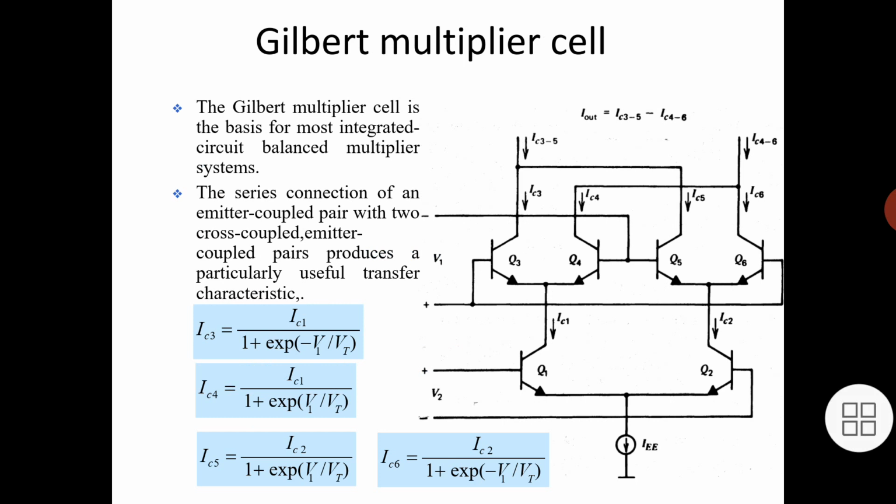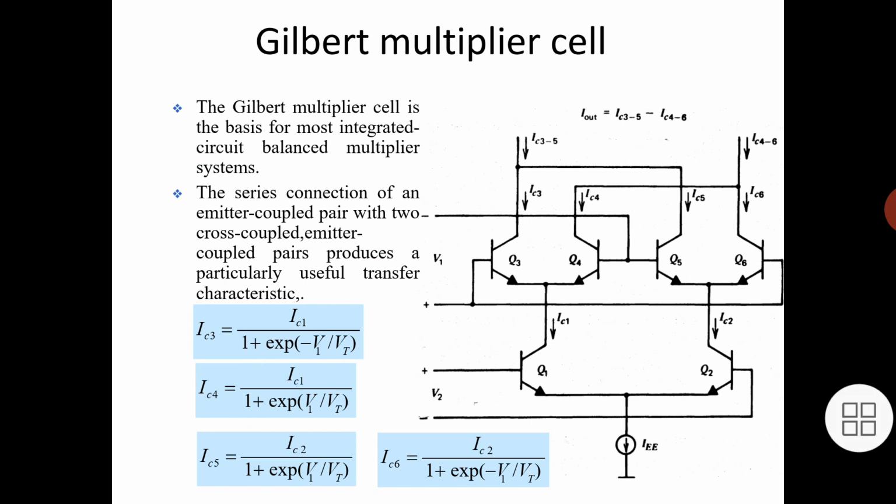Just now we have seen that emitter coupled multiplier cell. In a similar way, you can use log amplifier multipliers, but there are some disadvantages in these types of multipliers. Then why do we go for this Gilbert multiplier cell? The disadvantages of these types of multiplication are the very limited bandwidth and the single quadrant operation.